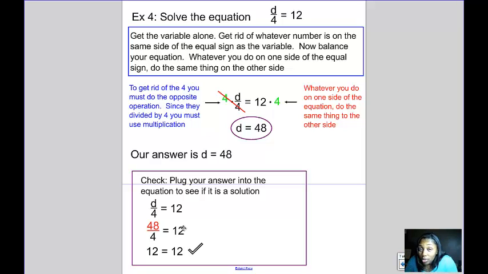So important things to remember. Variables like to be alone. Because they like to be alone, that means whatever number's with the variable, you have to get rid of it. And to get rid of it, you have to do the opposite of whatever they're doing in the problem. And then because equations have to be equal on both sides, whatever you do to one side of the equation, you have to do the exact same thing to the other side of the equation. Once you solve that, it'll tell you what your variable equals, and always check your work by plugging your answer back into the equation.